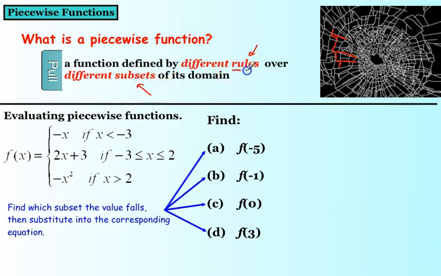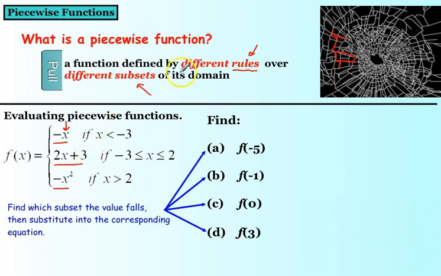A rule would be like these pieces here on the left side closest to the bracket. This has 3 rules that define the function. Negative x, 2x plus 3, and negative x squared are 3 different rules. In other words, you've got 3 different equations that make up this one single function.